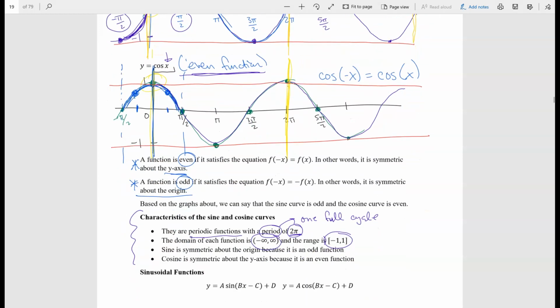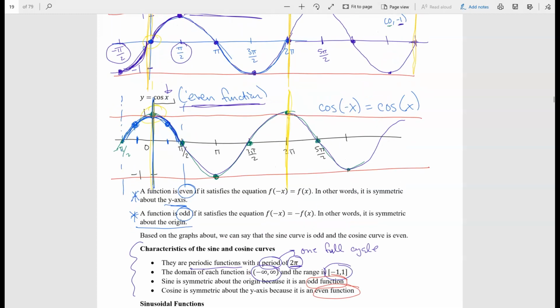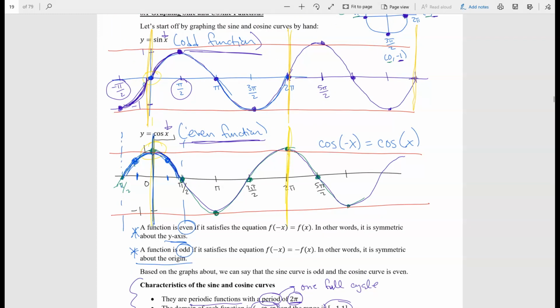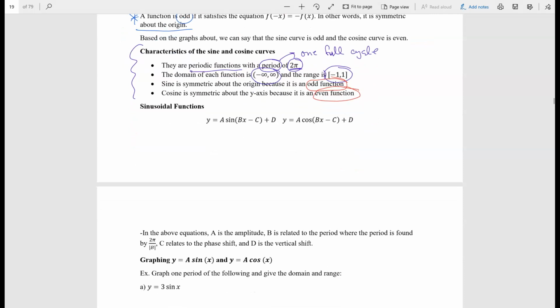Here are some characteristics. I also said sine is symmetric about the origin because it's an odd function, and cosine is symmetric about the y-axis because it is an even function. Make sure that you really understand how the sine function and the cosine function look. In the next video, we're going to graph them using various different things.